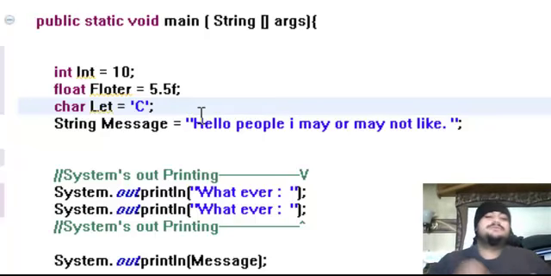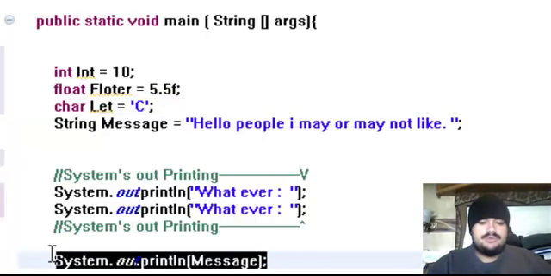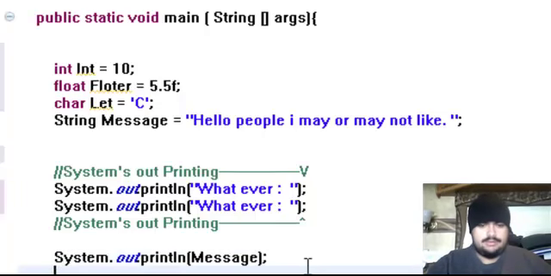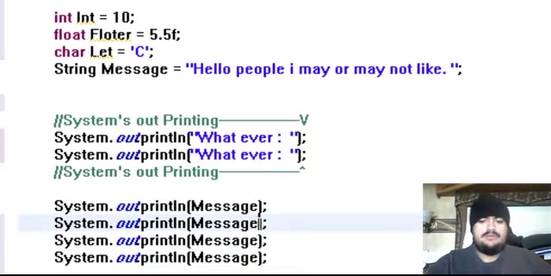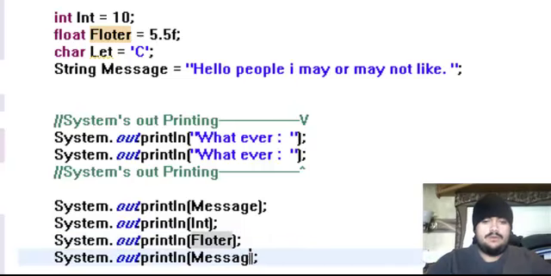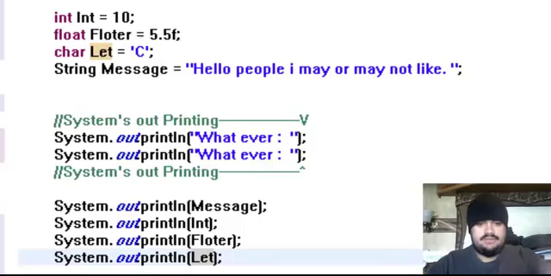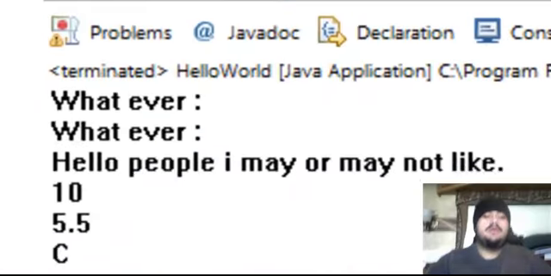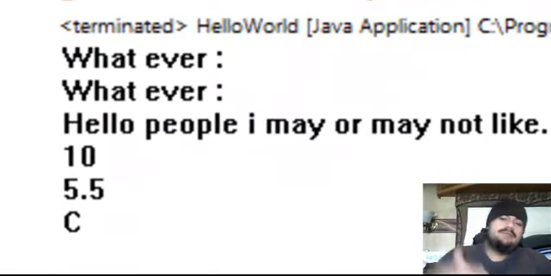So we got int, float, char, and string. Let's go ahead and print this out. I'm going to be lazy on this one and copy and paste quite a bit. Again, you just type in the variable name. That's it. So I got int, I got flotter, F-L-O-T-E-R, and I got let. Alright, there you go. We got 10, 5.5, and C.